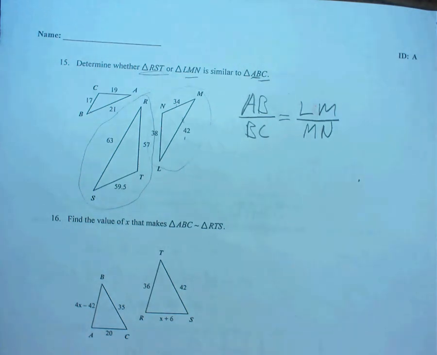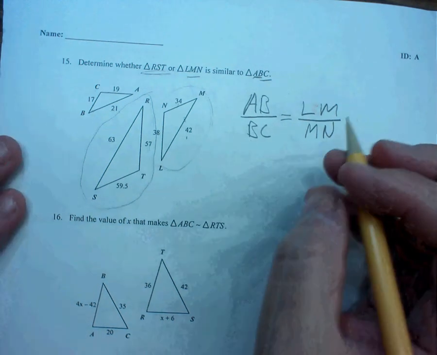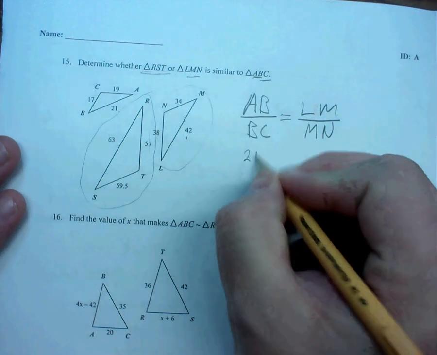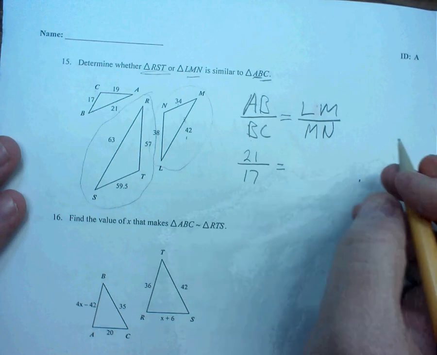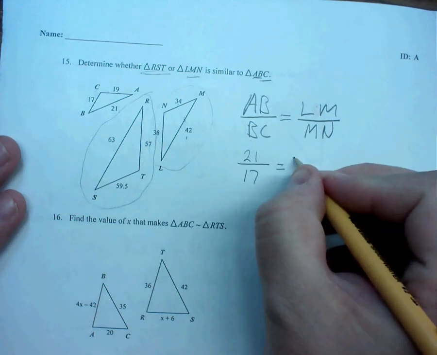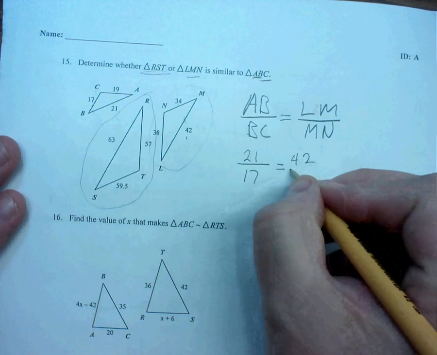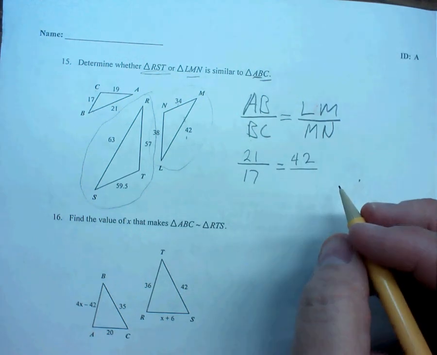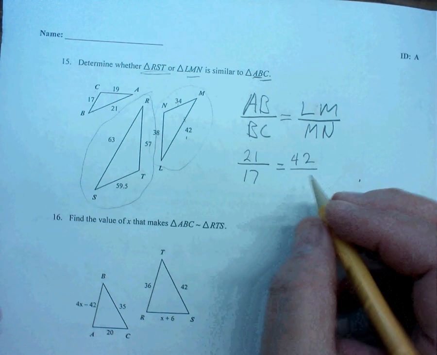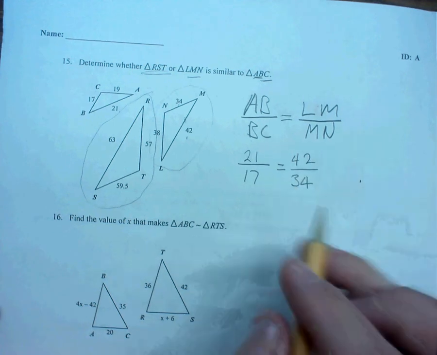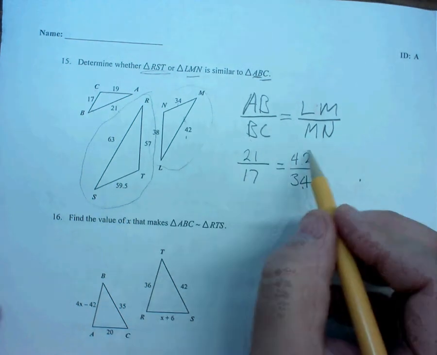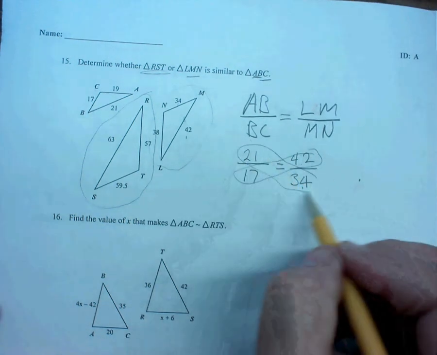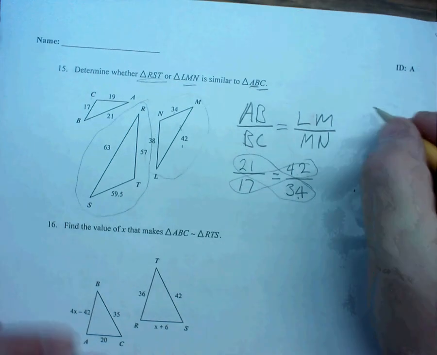Now if the math works out right, the left-hand side of the equal sign should equal the right-hand side. Let's see. AB is 21. BC is 17. LM is 42. MN is 34. Now if you're good at math, you'll see that 21 times 2 is 42, 17 times 2 is 34. Well, let's go through the process just in case. And I'm going to cross multiply. In other words, I'm going to say 17.